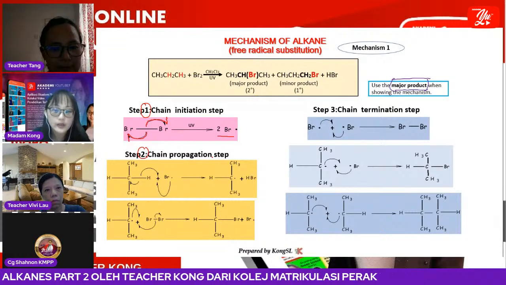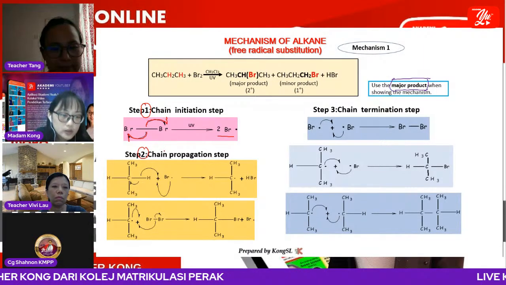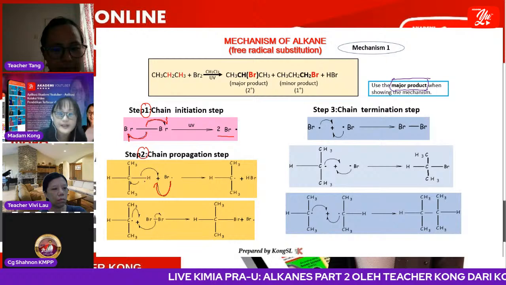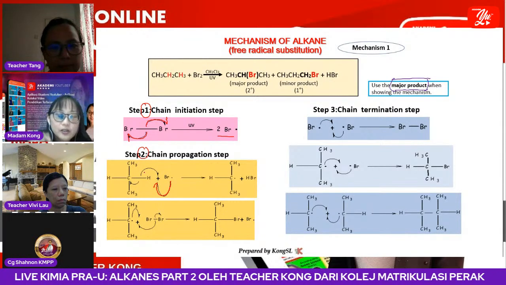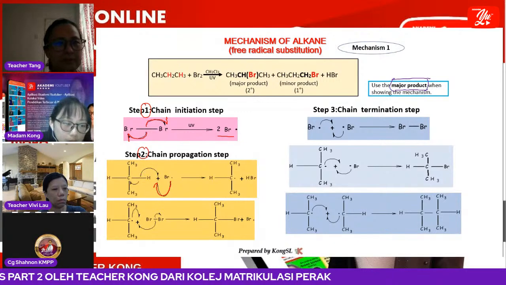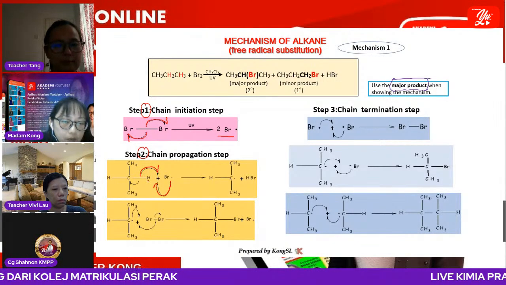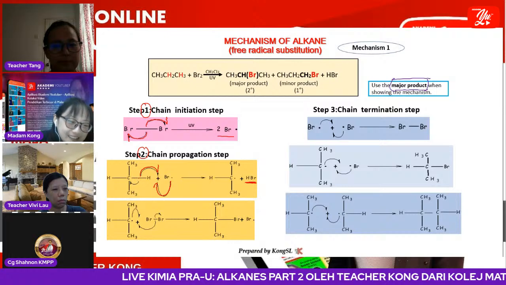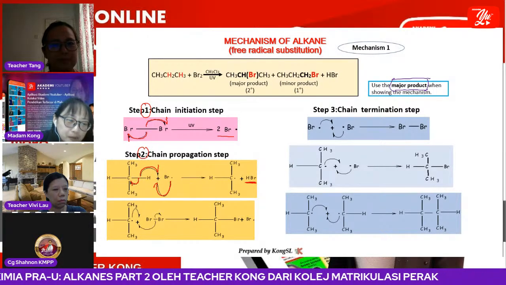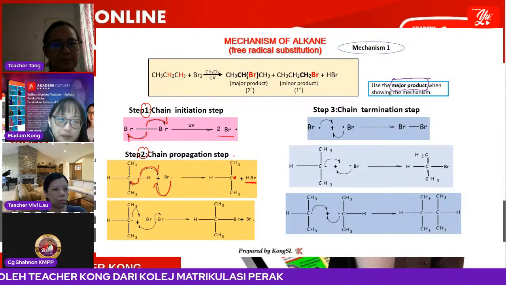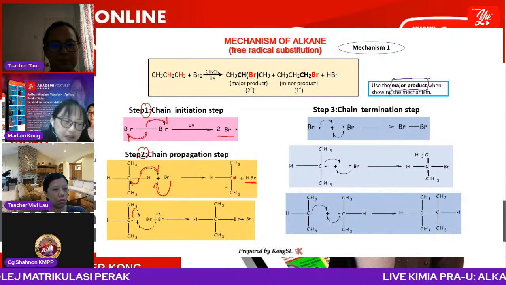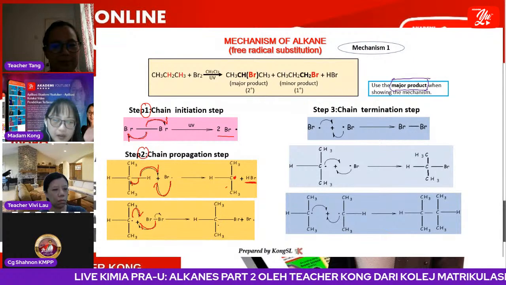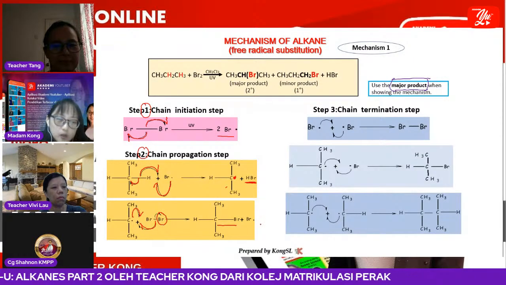Propagate means to keep on repeating, forming free radicals. This bromine free radical will try to catch an electron from another species to become a stable compound. It makes itself stable by taking a hydrogen, forming HBr. Automatically, the alkyl group, in this case the propyl group, forms a free radical. Next, the propyl free radical will react with another bromine molecule and form a haloalkane, and regenerate another bromine free radical.